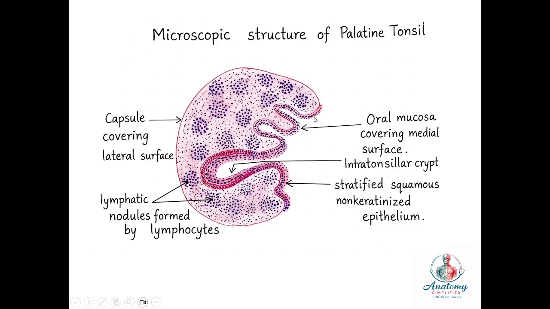Now, what are the specifications? So laterally, the capsule is present. Medially, the oral surface is covered by oral mucosa. So the lining epithelium here will be stratified squamous non-keratinized epithelium. This mucosa invaginates and gives rise to many crypts. There will be around 10 to 20 crypts present in the tonsil, and one of them is very big, called the intratonsillar crypt. Deep to that, this is the architecture of the tonsil where lots of lymphatic nodules will be present, formed by T lymphocytes and B lymphocytes. So this is the basic architecture of the palatine tonsil.